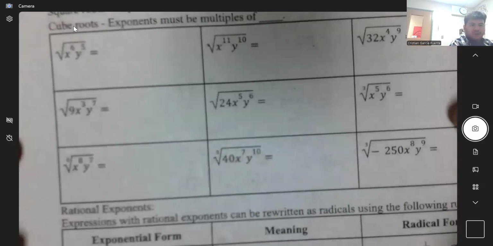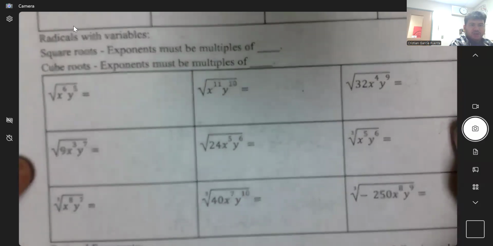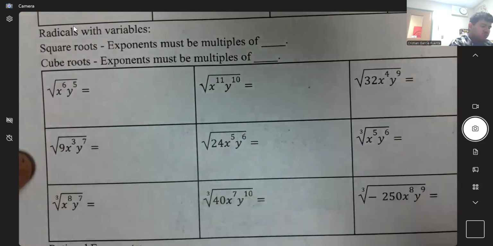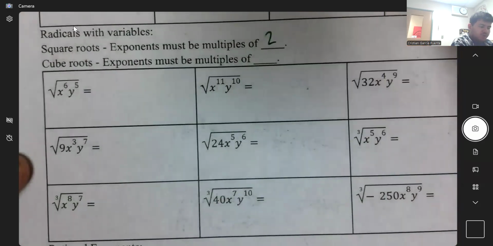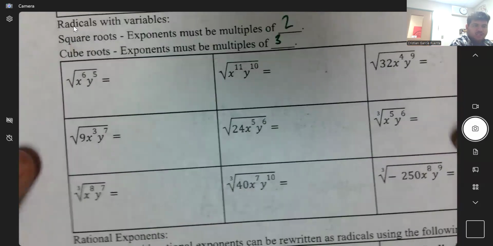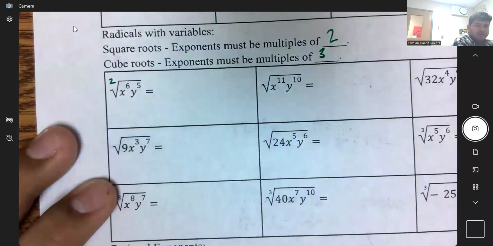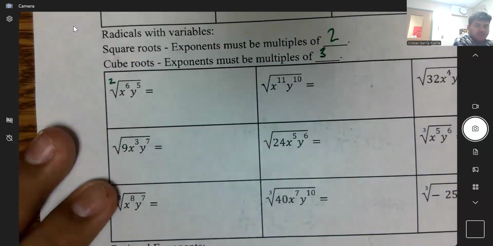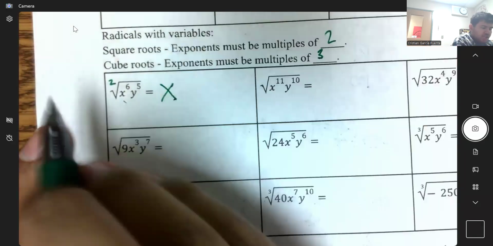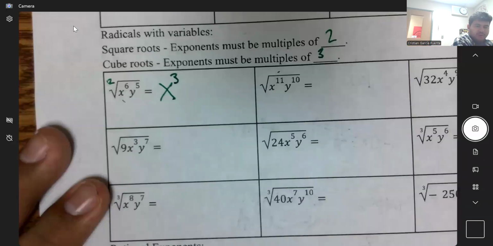So now the hardest thing, we're going to go to the hardest thing. But before that, some quick definitions. So for square roots, the exponents must be multiples of 2. And then for cube roots, the exponents must be multiples of 3. The reason why will be helpful in the next part. So here, we have no exponent, so what we're going to put is an imaginary 2 right there. And then we treat it how we did on the backside. So what's my variable right here? It's an x. So leave it as an x. How many times does 2 go into 6? 3 times. So you get x cubed.